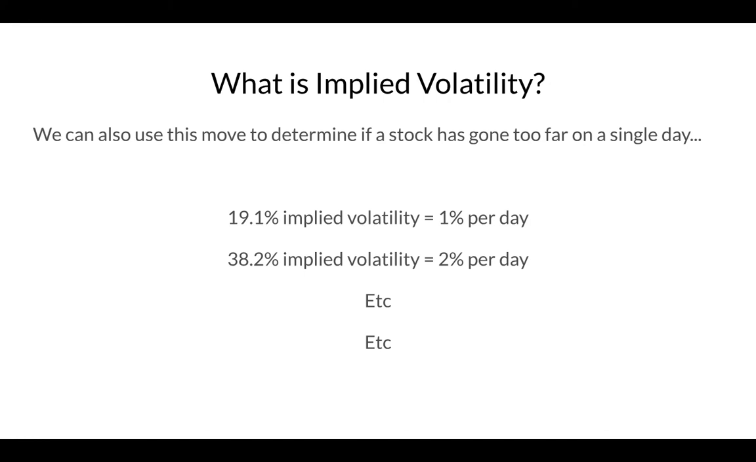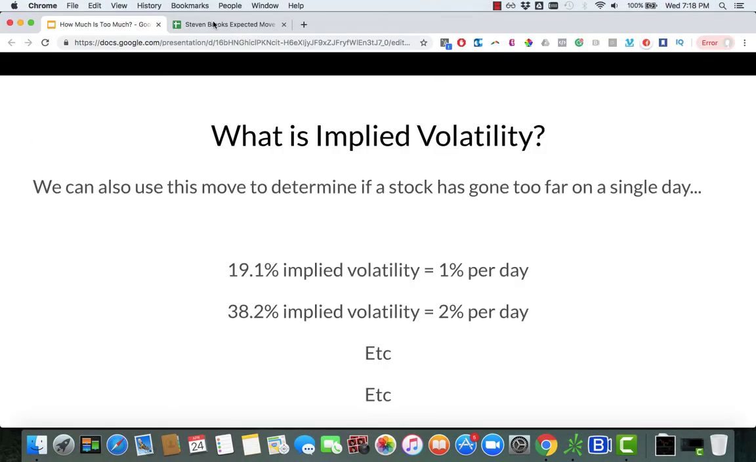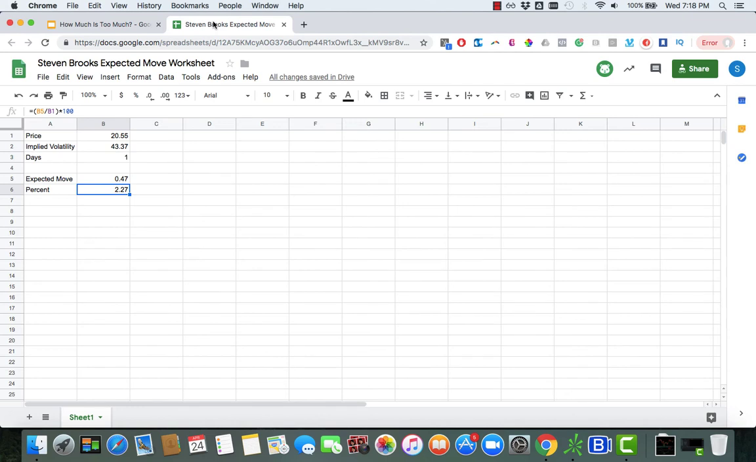If you see a 19.1% implied volatility, that is a 1% per day expected move. If you have a 38.2% implied volatility, that is a 1 day expected move of 2%. If we have a 57.3% implied volatility, we have a 3% per day expected move. And again, I have this nice and easy cheat sheet that you can use to determine this information, which I will share with you in the description below.